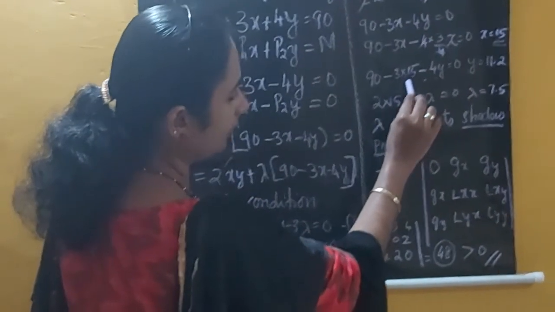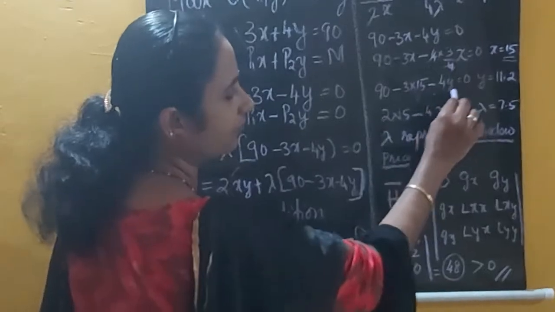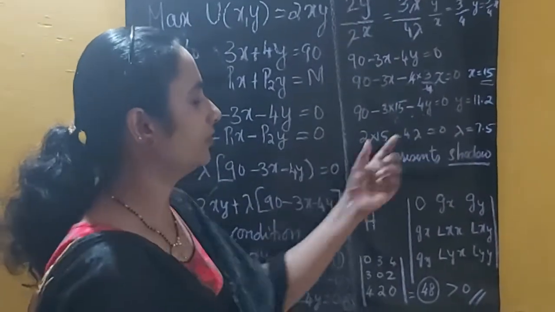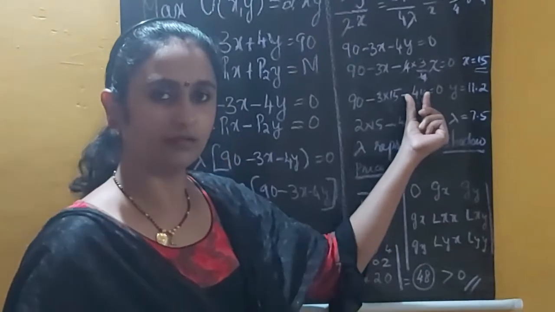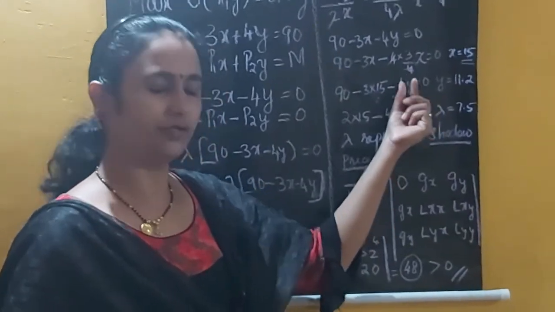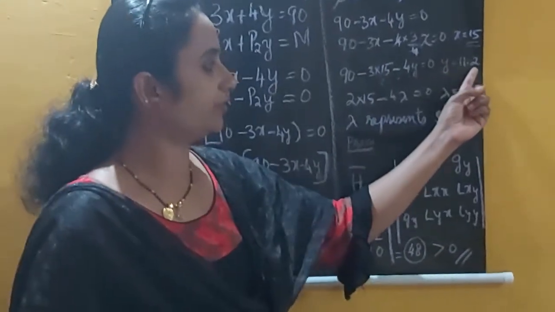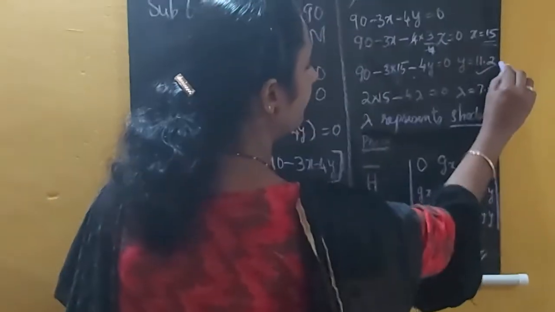So 45 minus 4y equal to 0, and 45 equal to 4y. When we divide this 45 by 4, we will get 11.2. So y equal to 11.2.